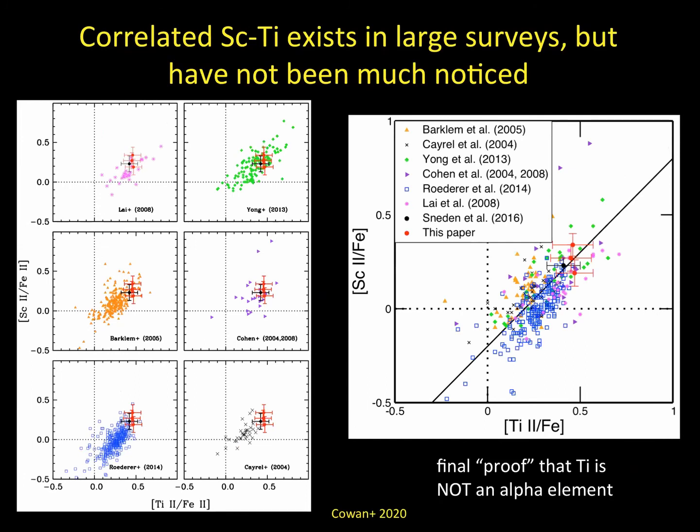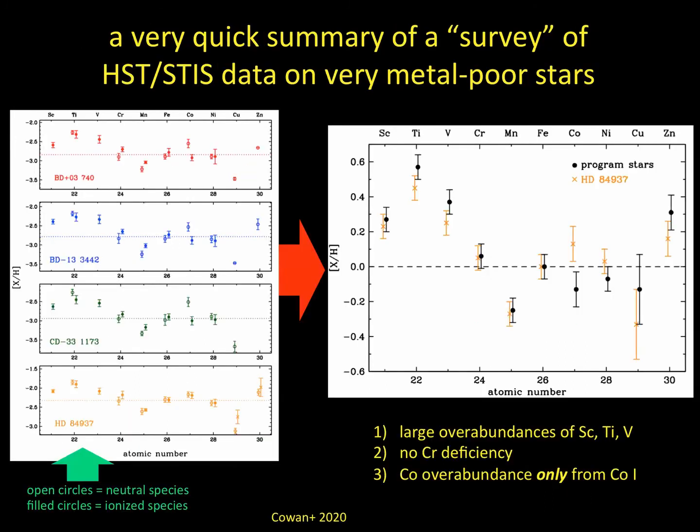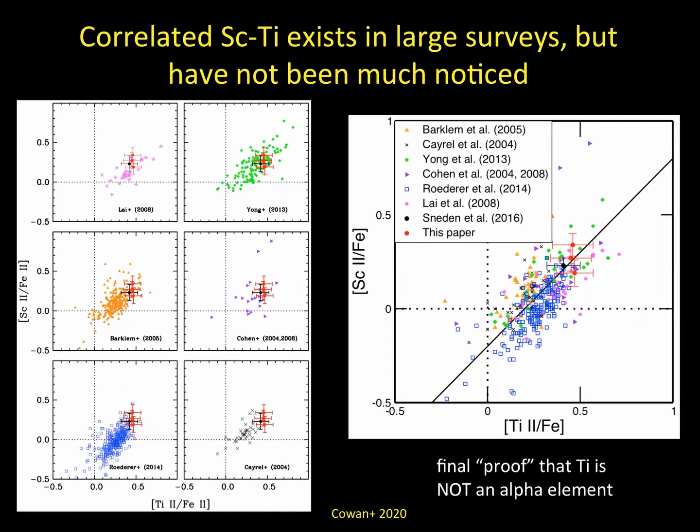So once we discovered that it looks like scandium and titanium and vanadium are all overabundant in these 4 stars, we started looking at surveys which had been done in the past. It turns out that the scandium to titanium correlation is in everybody's survey. It's just that the signal was weak and people didn't pay attention to it. But it's all there. Whether you do survey by survey on the left, or you look at a grand summary on the right, as scandium goes, so does titanium, and maybe as titanium goes, so does scandium.